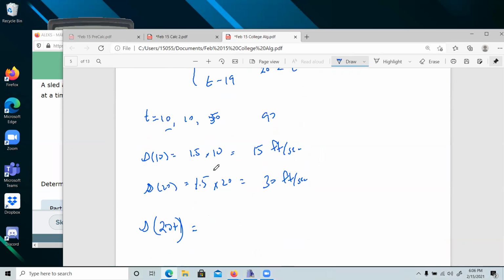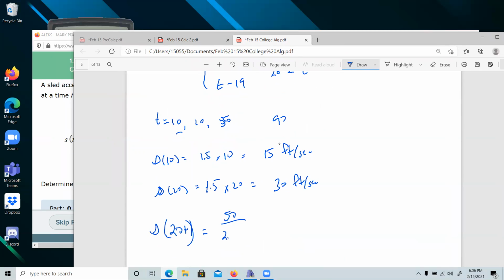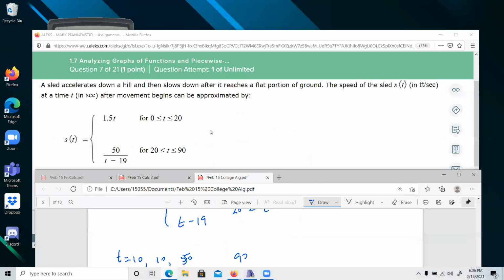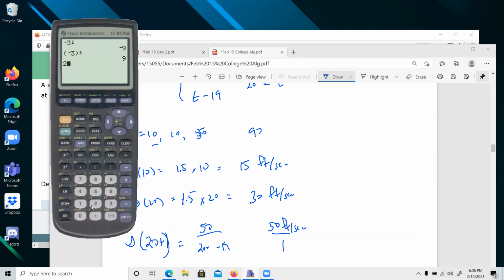So we have 50 over, I don't think I like this function. Did I write the right thing down? Yeah, we did. I'm going to put 20 minus 19, which is 1, and then we're here at 50. That doesn't make any sense. I think I did something terribly wrong here. Oh, no, that's right. It's 20 times 1.5, it's 30.